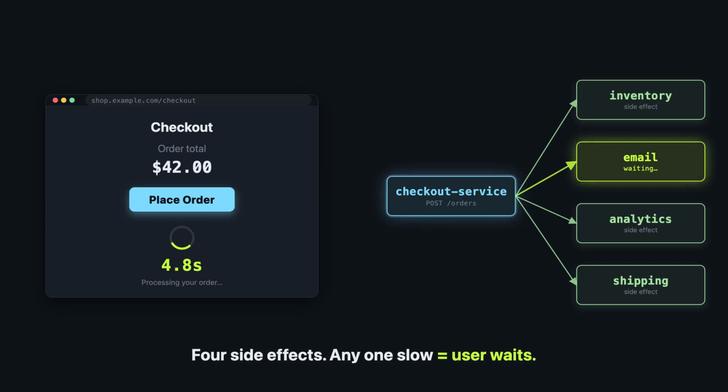Your code is fine. One slow downstream dependency has frozen your entire checkout. This is the synchronous trap. Your checkout endpoint only moves as fast as its slowest side effect, and you have 4 of them. In the next 10 minutes, we'll see how a message queue cuts that cord, and why it's the backbone of nearly every scalable backend.